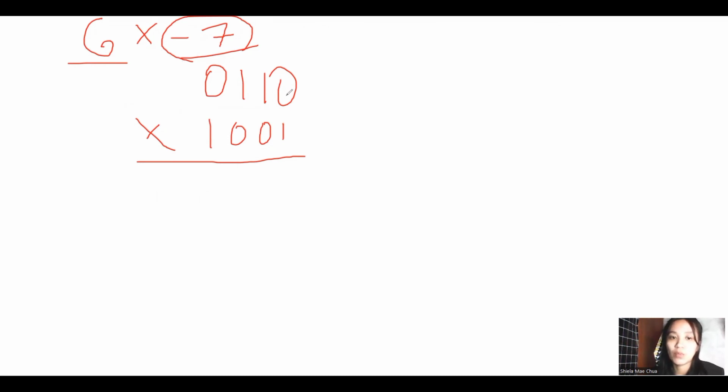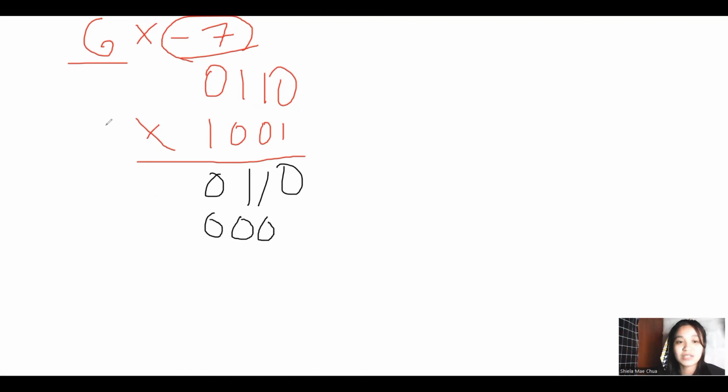So 1 times 0 is 0. 1 times 1 is 1. 1 times 1 is 1. And 1 times 0 is 0. Now 0 times 0 is 0. 0 times 1 is 0. 0 times 1 is 0. And 0 times 0 is 0. Now 0 times this value, we will get all 0. And 1 times this value, we'll just copy the value, which is 0, 1, 1, 0.